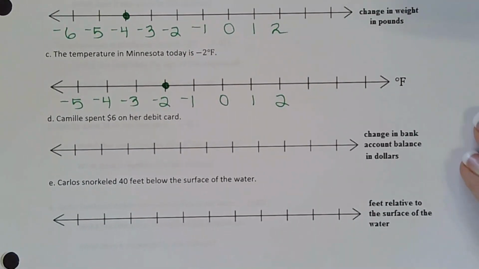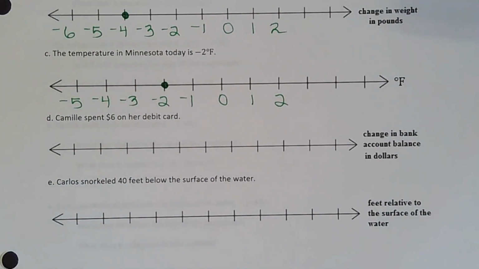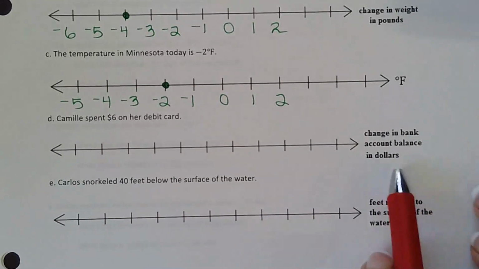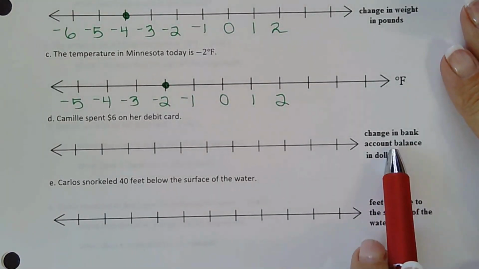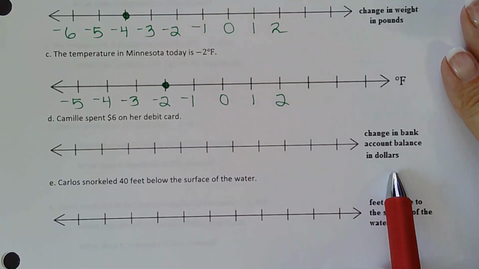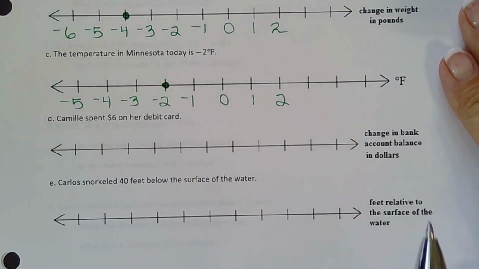Camille spent $6 on her debit card, and sometimes students have a little bit harder time with this one because they see spent, but you've got to look over here and it says her change in her account balance. So her balance went down $6. So spent would be negative.